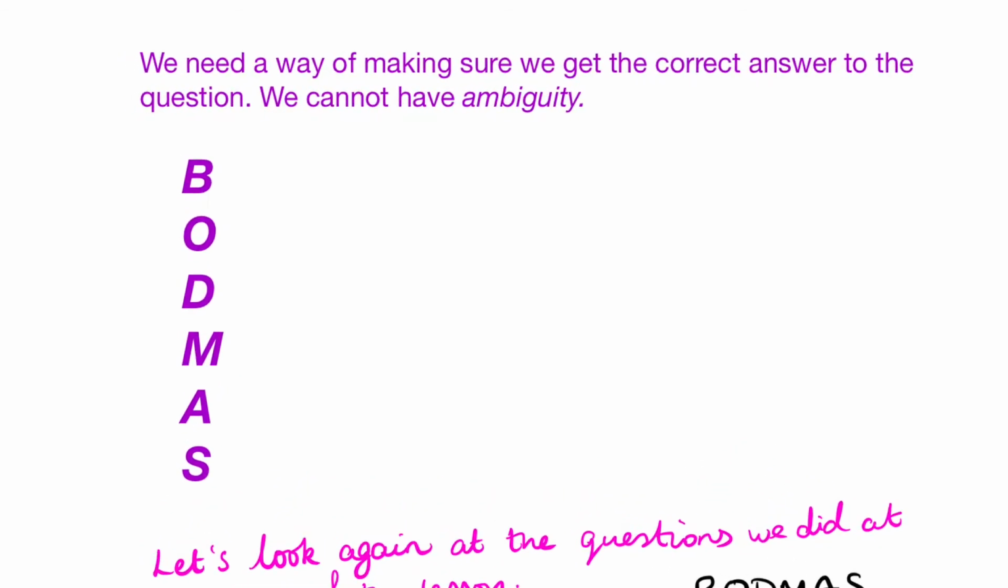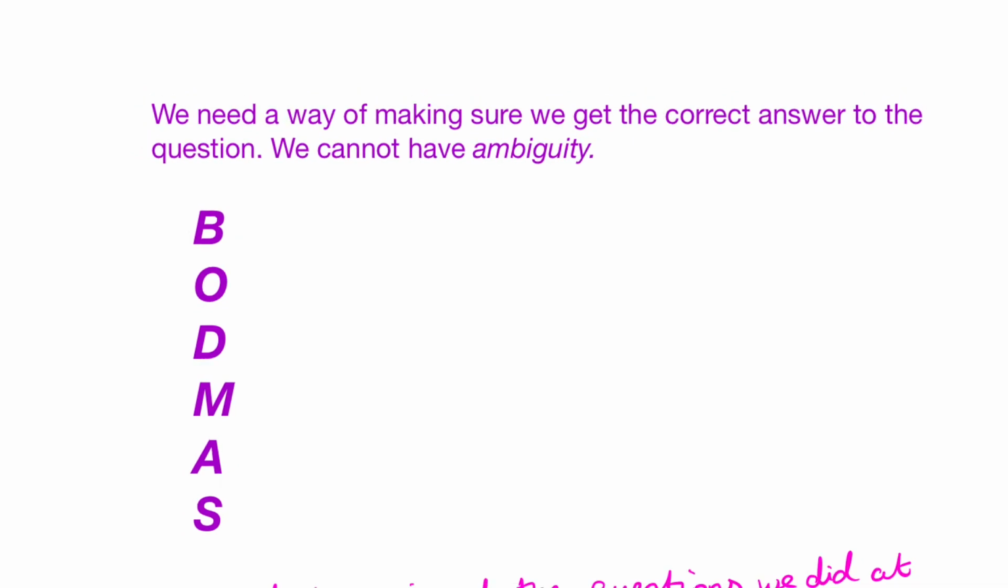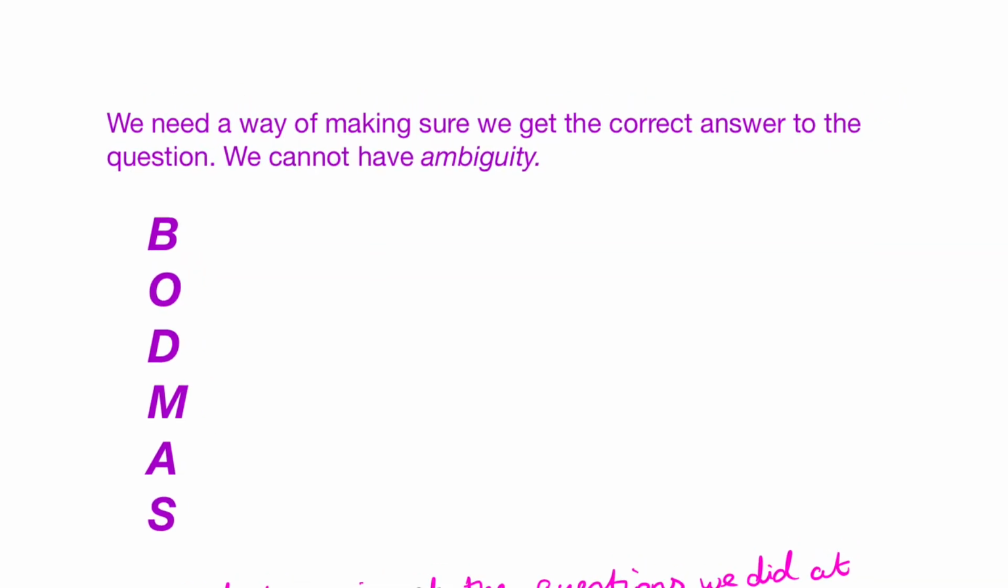So we need a way of making sure we get the correct answer to the question. We cannot have ambiguity. Now, this word ambiguity means it's not clear. Ambiguity is where something is not certain, and we can't have that in maths. We've got to know for certain what the answer is. So we've got this mathemagic word here, BODMAS, where each letter stands for a mathematical operation.